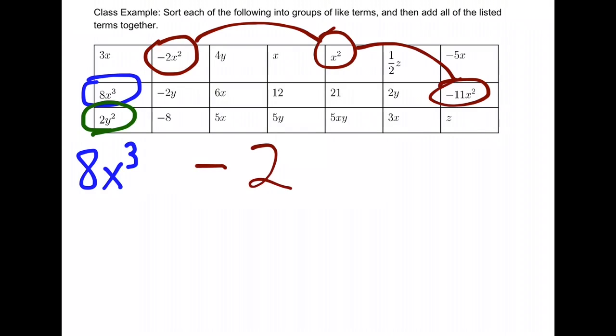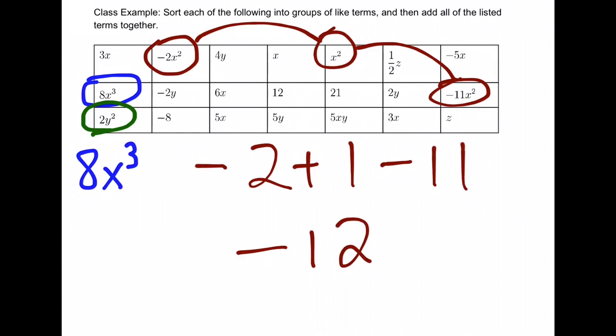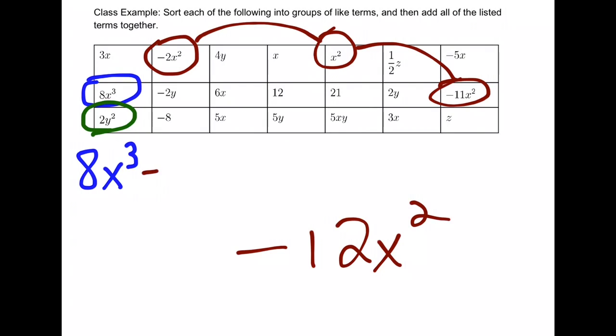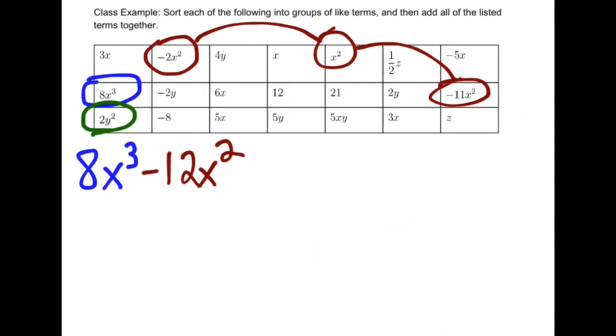Negative 2, which comes right in front of x squared, a positive 1 (when there is no number in front of a variable, that means there's a coefficient of 1, even though it's invisible), and minus 11, which comes from minus 11x squared. Combining these three gives us a negative 12x squared, which we can rewrite over here. For my green term, there's nothing to combine, there's only 1, so I copy down plus 2y squared.